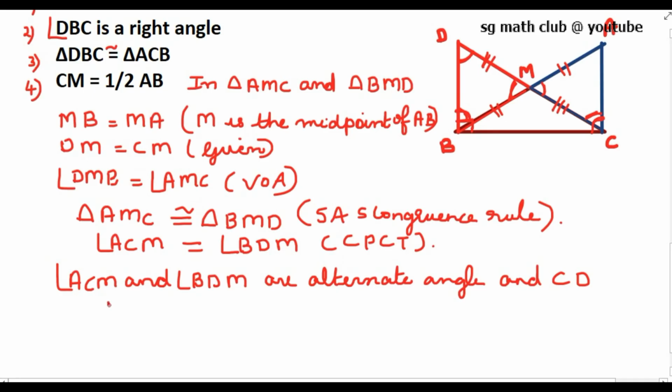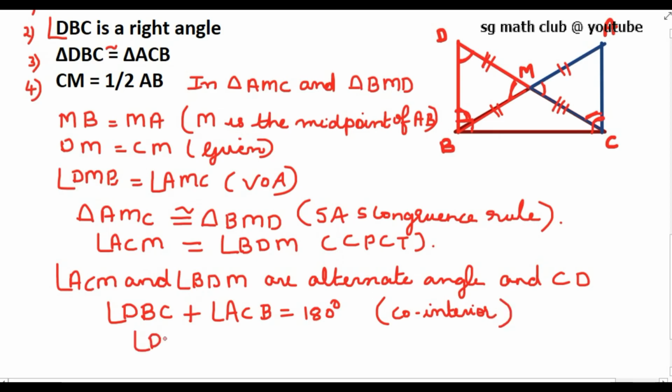Again, we can use the co-interior angle property, that is angle DBC plus angle ACB equal to 180 degrees, because co-interior angle property we can use. Co-interior angles, or interior angles on the same side of the transversal, are supplementary, or when you add those 2 interior angles you will get 180 degrees. Already we know that ACB is 90 degrees. So definitely from this we can make out that DBC is also 90 degrees. So the first 2 things we have proved.